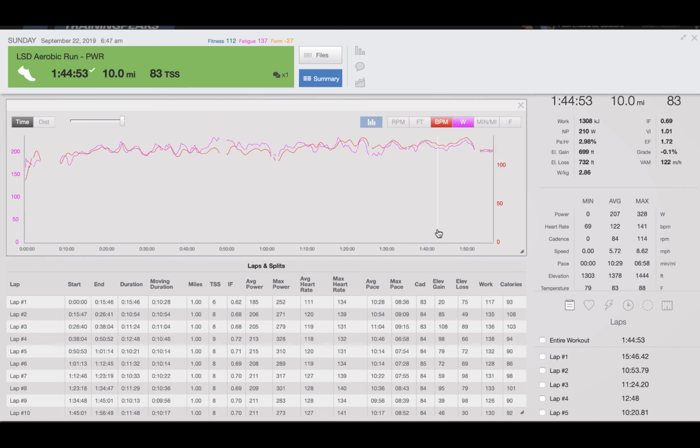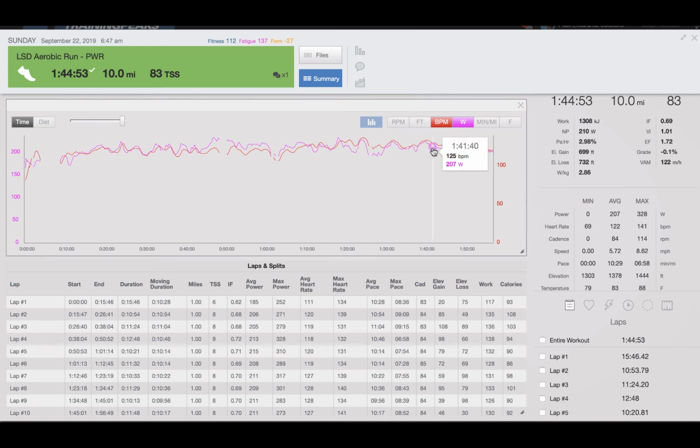So in this particular run, I demonstrated some pretty good aerobic fitness, or the ability to hold this pace without an increasing physiological cost throughout the duration of this workout. So this is good. This is a sign of good aerobic fitness.